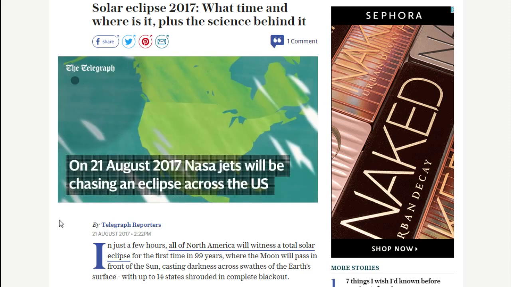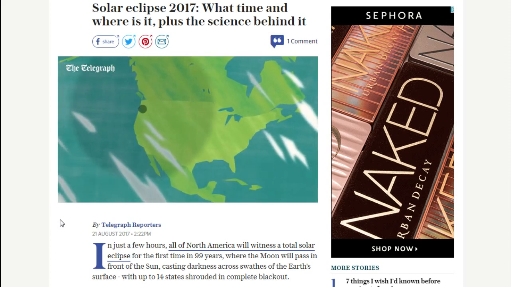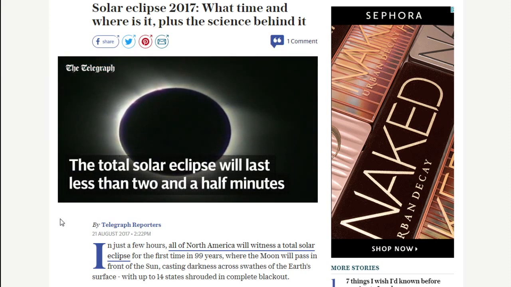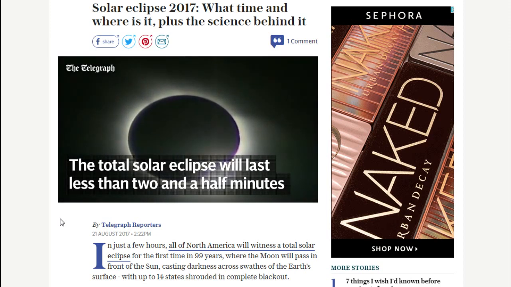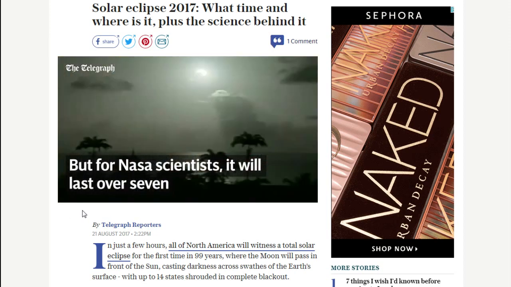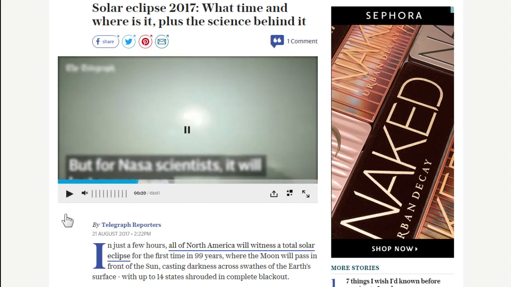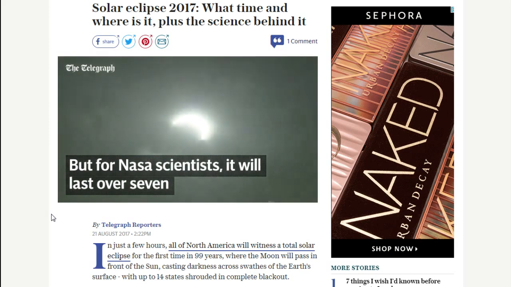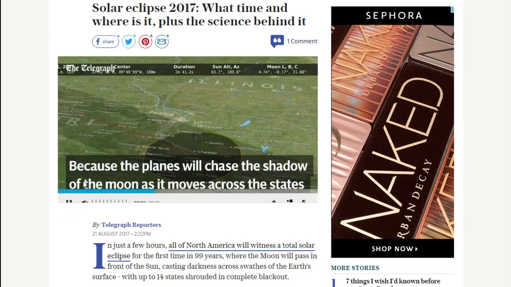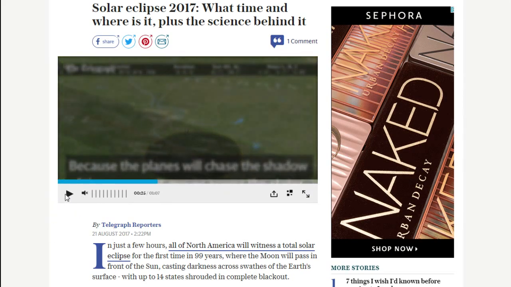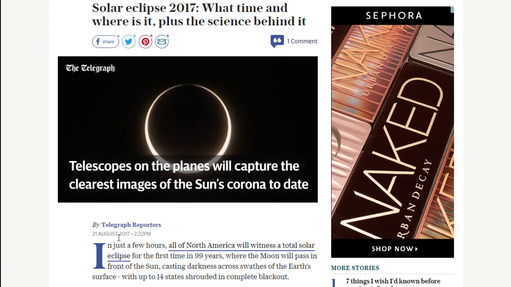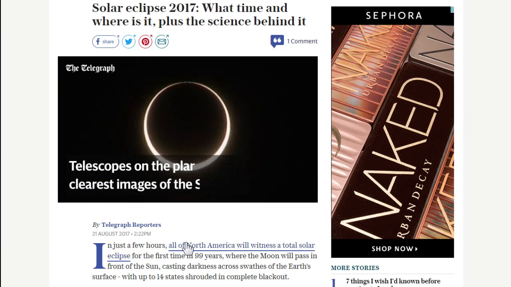NASA jets will be chasing an eclipse across the U.S. The total eclipse will last less than 2.5 minutes for regular people like me and you. But for NASA scientists, it will last over 7 minutes. The planes will chase the shadow of the moon as it moves across the states. Telescopes on the plane will capture the clearest images of the sun's corona to date.